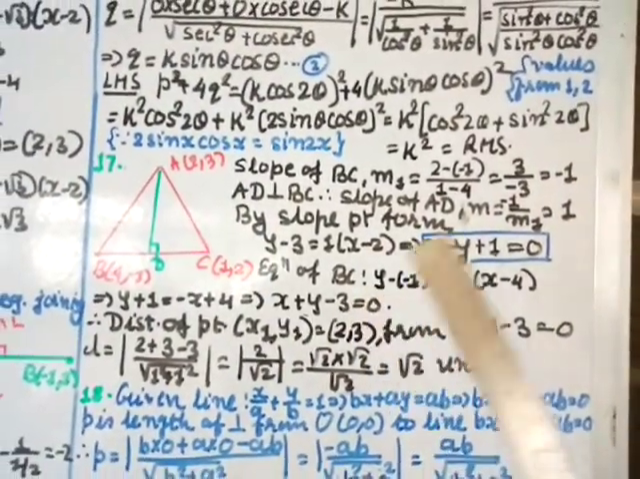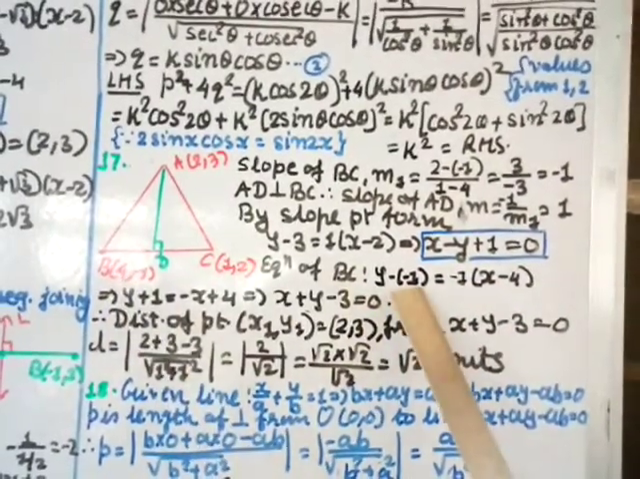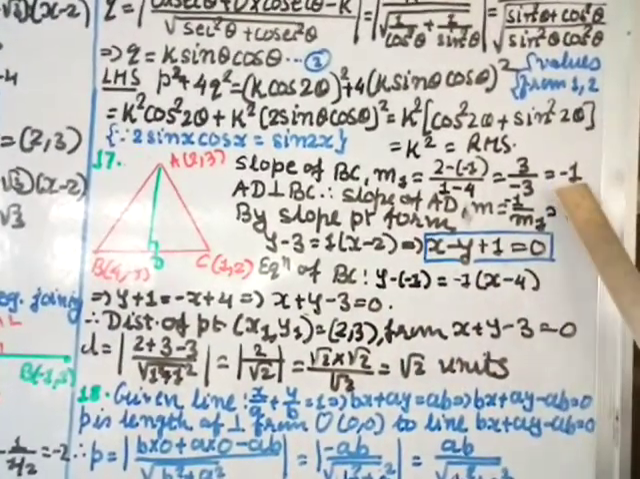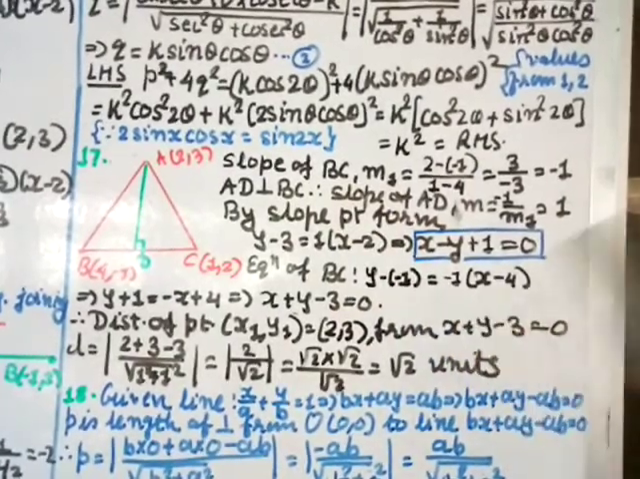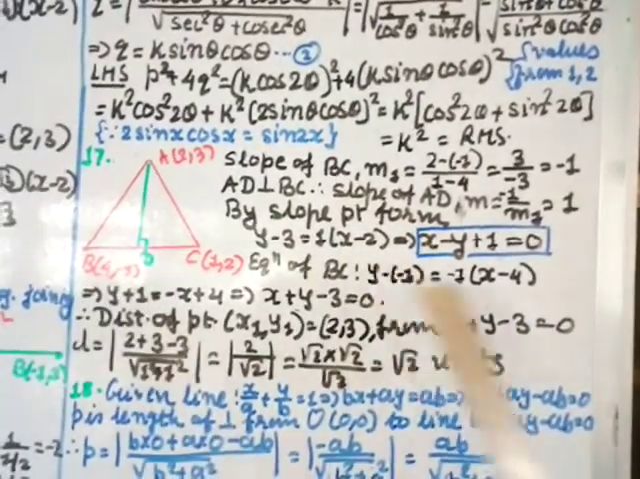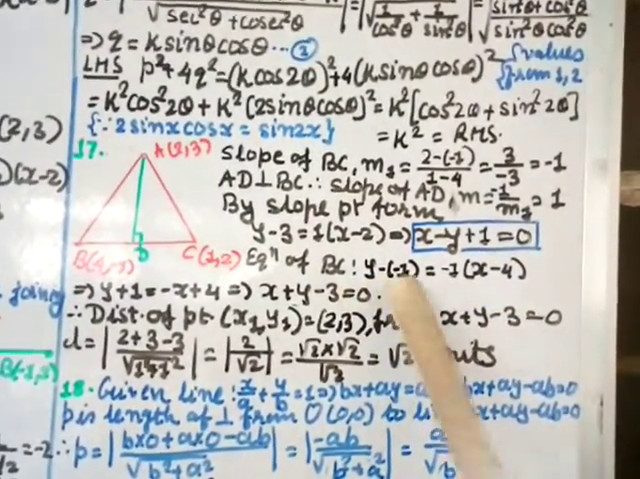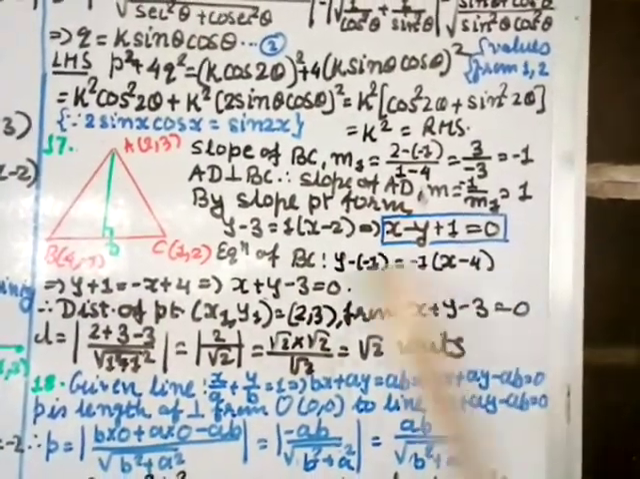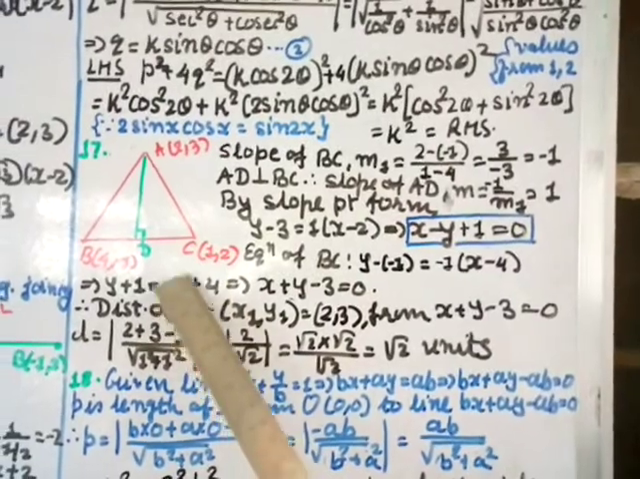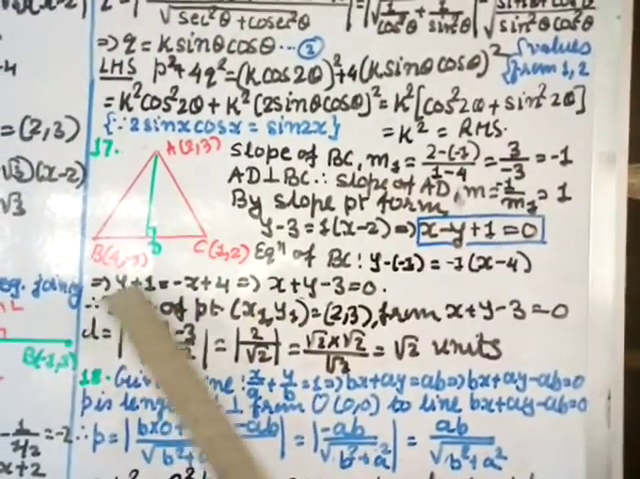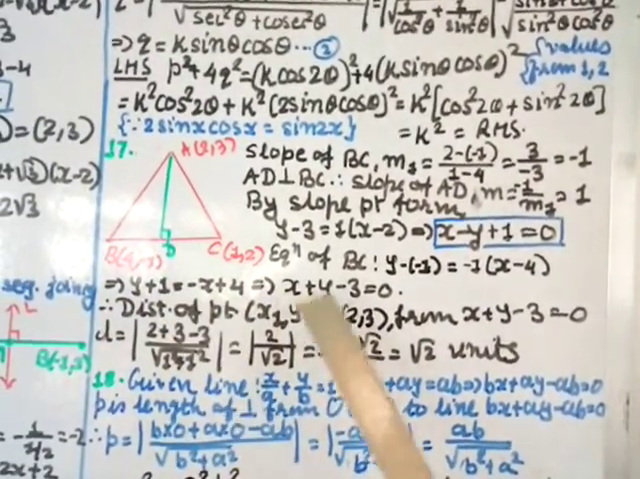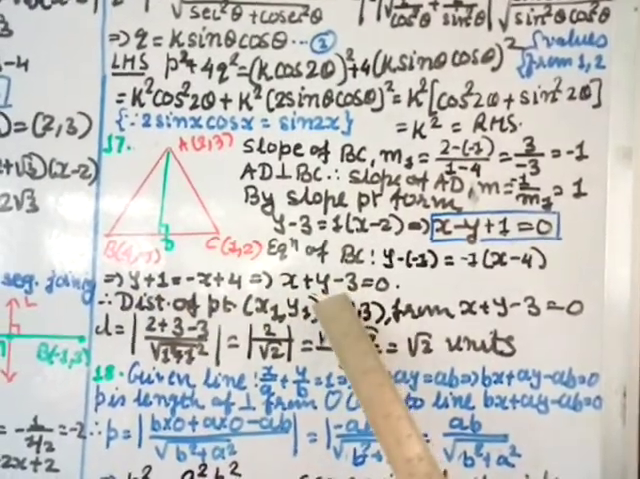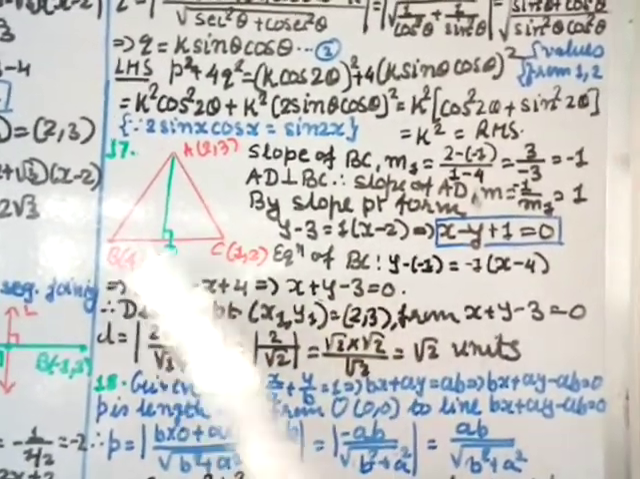So y minus y0, where y0 is -1, equals m, which is -1, the slope of BC, into x minus x0, where x0 is 4. Okay, so it gives you y plus 1 equals minus 1 into x, minus x, and minus 1 into minus 4 is plus 4. Now minus x transfers here, so plus x, and plus y is there, plus 4 transfers, so minus 4 and plus 1 gives you minus 3 equal to 0. So this is the equation of BC.